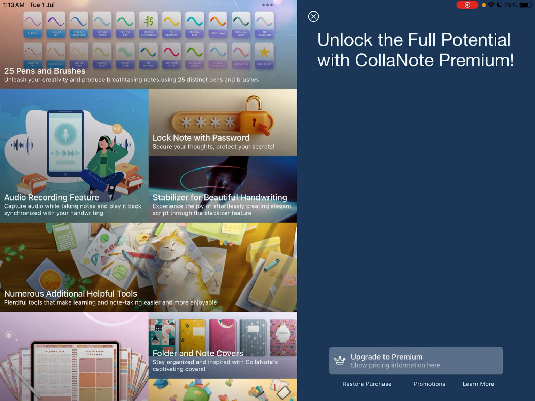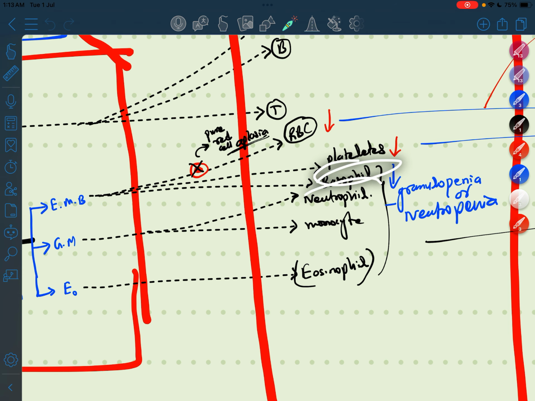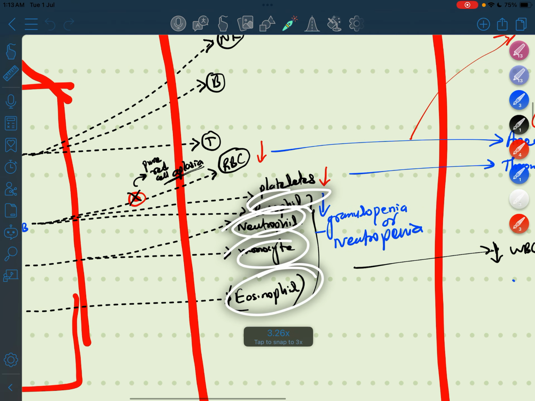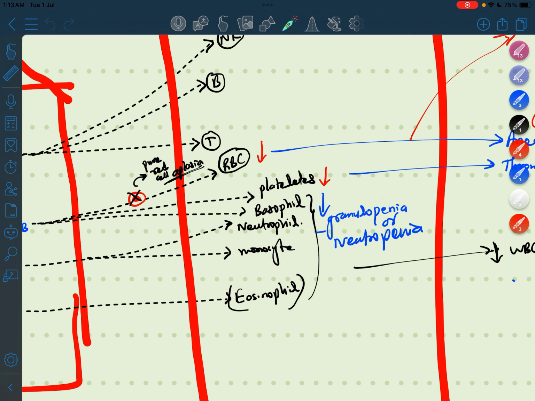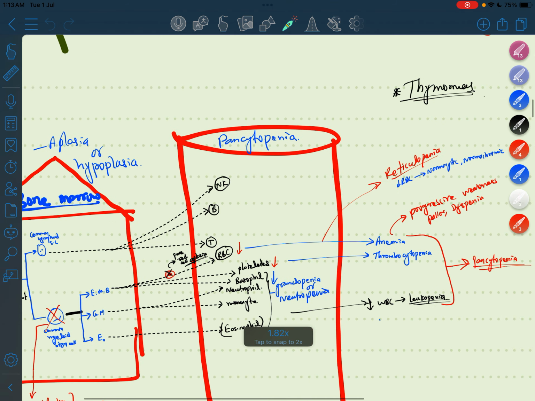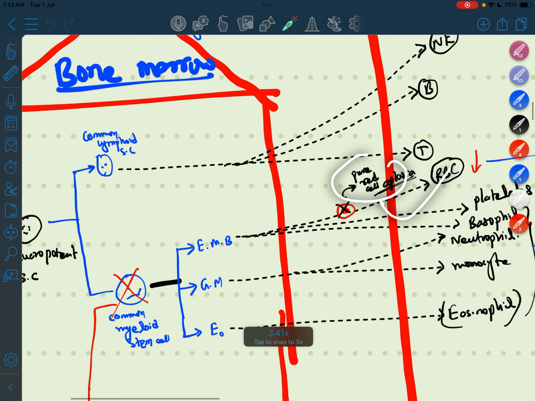RBC, platelets, basophil, neutrophil, monocyte, and eosinophil. A decrease in these leads to granulopenia and neutropenia. But if there is a decrease in all these WBC, that leads to leukopenia. And if only the RBC is absent, there is pure red cell aplasia.